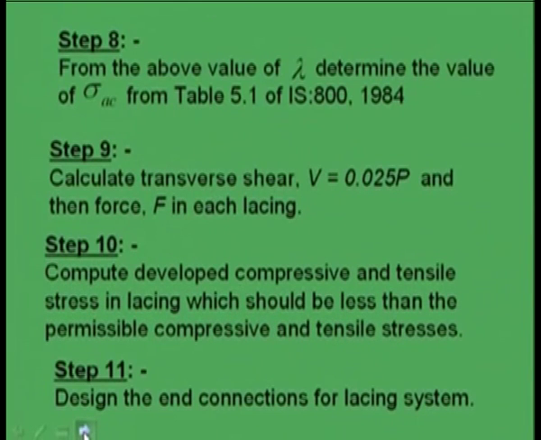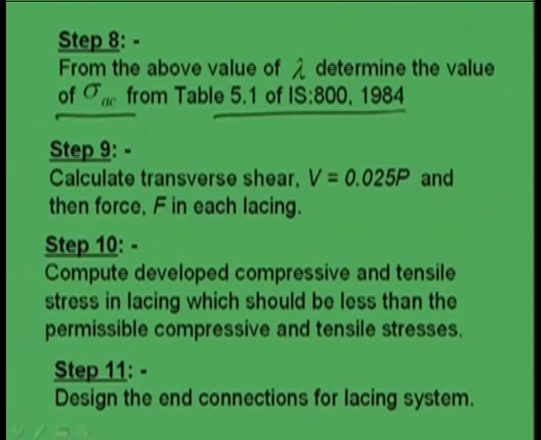In step 8 what we will do? On the basis of the calculated lambda, we will find out sigma AC. Sigma AC from where? From table 5.1. In table 5.1 of IS 800 1984, we will get the allowable compressive stress sigma AC on the basis of lambda and the type of steel we are going to use. So, on that basis we will find out sigma AC, and then what we will do?